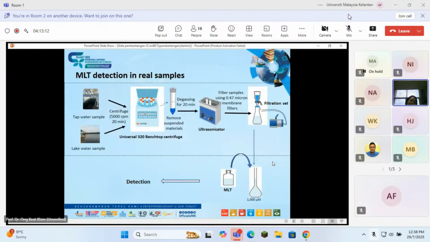So this is the slide showing how we conduct the MLT detection in the real sample. We collect two types of sample, tap water sample and lake water sample. After that, we centrifuge the sample at 5000 RPM for 20 minutes in order to remove any suspended solids, and then we do degassing using an ultrasonicator. We degas for 20 minutes, followed by filtration using a 0.47 micron membrane filter. After that, we spike the sample with MLT to get a final concentration of 1000 micromolar. And then finally, we do the detection.